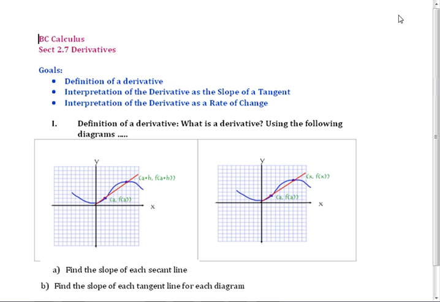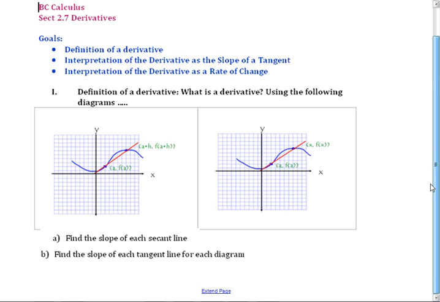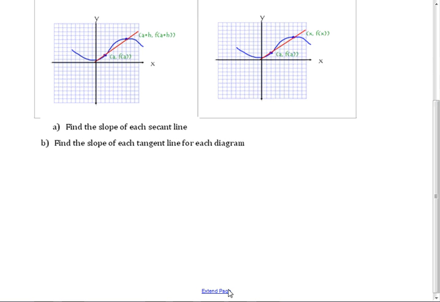You're going to have to use the definition. So there's a class opener. Find the slope of each secant line, and find the slope of the tangent. What does the secant represent? Average rate of change. Okay, Matt? This is average rate of change.